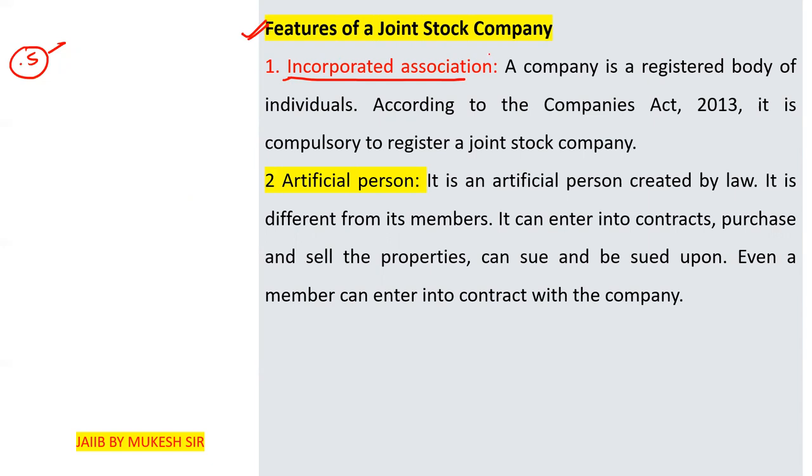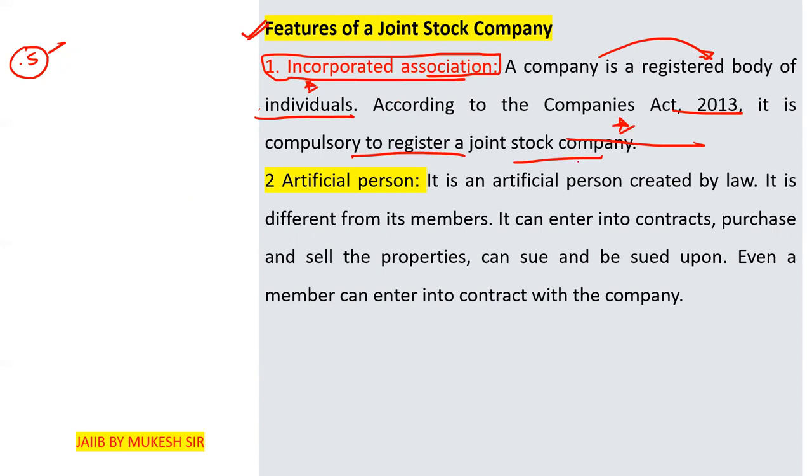First one here, that is the incorporated association. A company is a registered body of individuals. According to the Companies Act 2013, it is compulsory to register a joint stock company. So basically, it is compulsory to register a joint stock company.